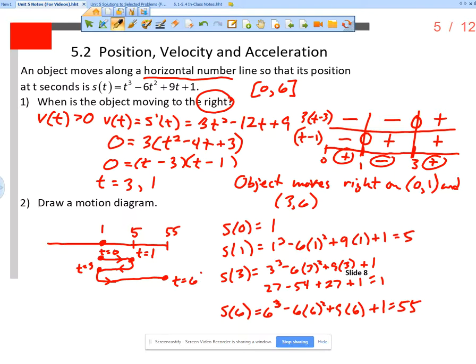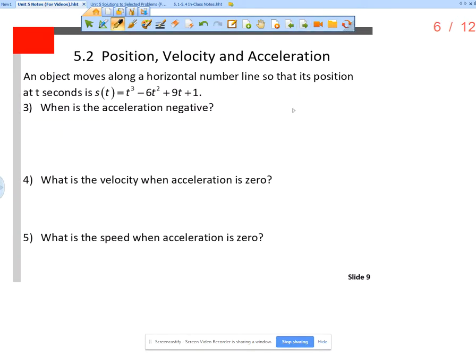Do you understand how this is really just the critical number test, but it's helping me understand the motion of the object and how far right and left I actually traveled? So that's a motion diagram. Now let's continue on to slide number 9.